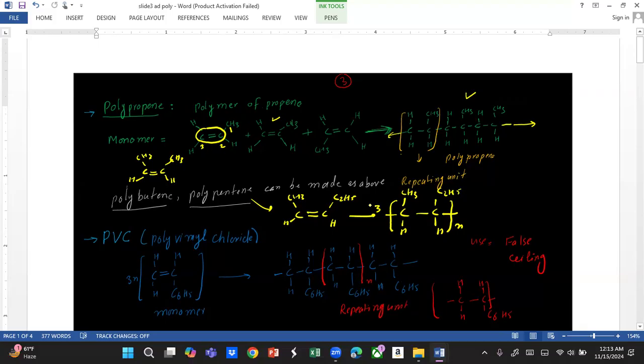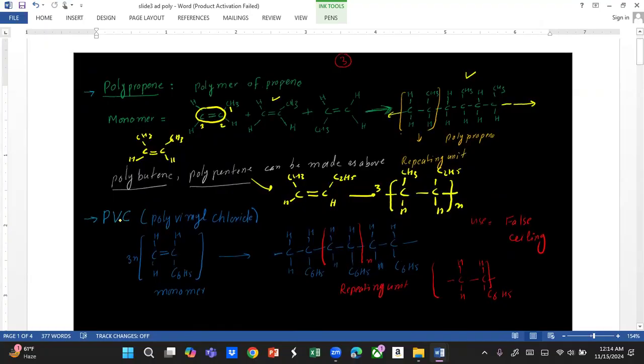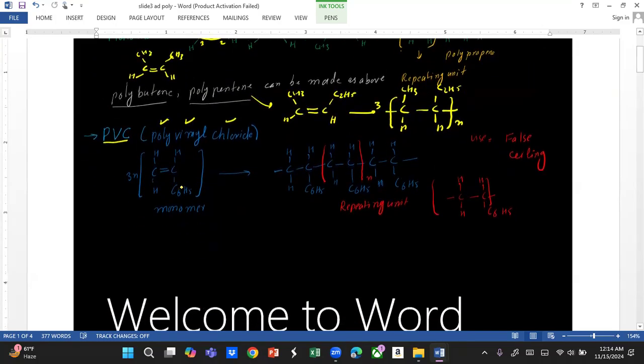The last addition polymer today is PVC. PVC stands for polyvinyl chloride. So again, the backbone is ethene. Just replace one hydrogen of ethene with C6H5. So there are 8 carbon atoms in this molecule. You can say this is phenyl ethene or benzyl ethene. This is a monomer.